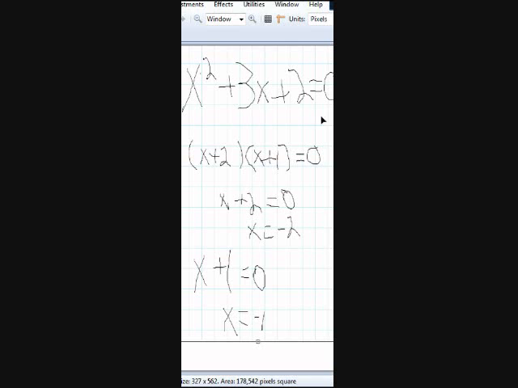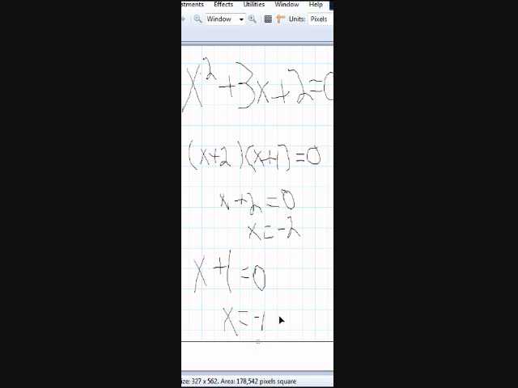So let's start off with this equation, x squared plus 3x plus 2. Now this can be factored into x plus 2 and x plus 1. And when you solve it, setting x plus 2 equals 0, x equals negative 2. So that gives you one of the solutions. Here's the other one, x plus 1 equals 0, x equals negative 1.